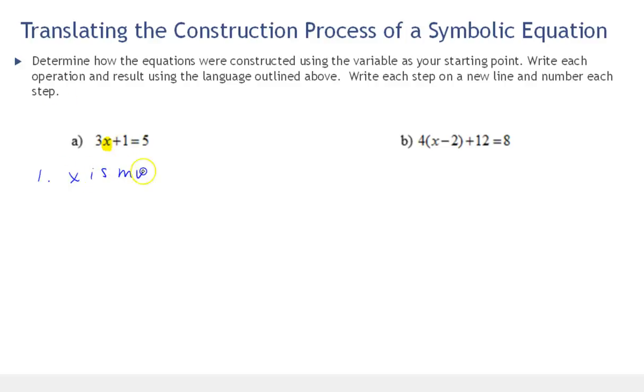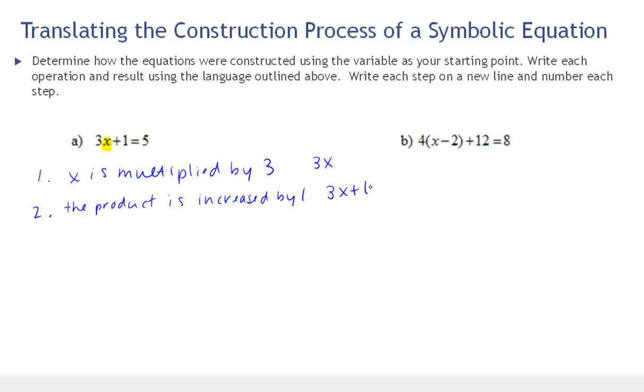X is multiplied by 3. Now for our next step, we're not starting with x, we're starting with x being multiplied by 3. So x multiplied by 3 is our 3x. Now we want to take that and add 1. So we'll say the product is increased by 1. We said product because the previous operation was multiplication. So now we have 3x plus 1.